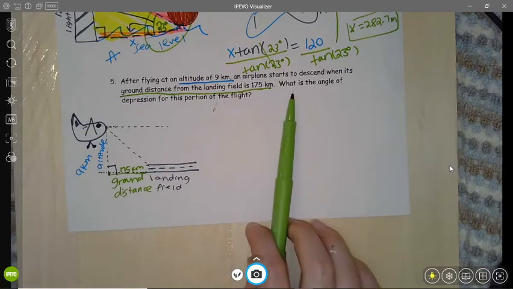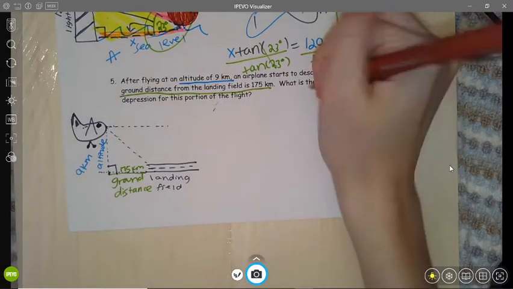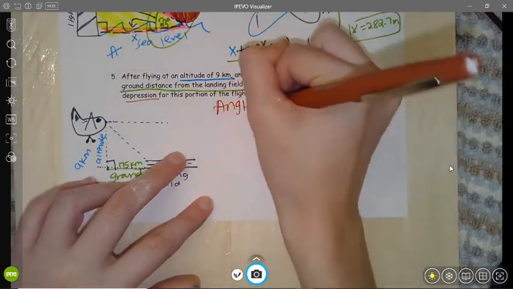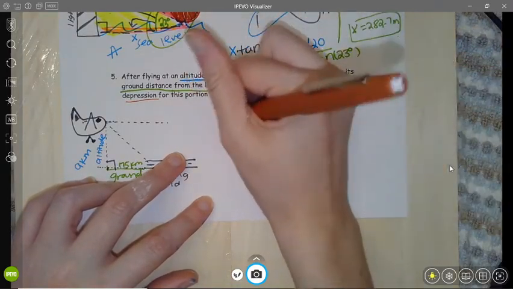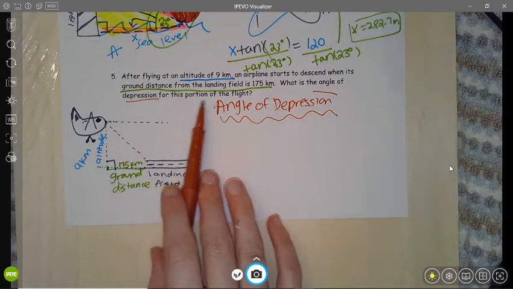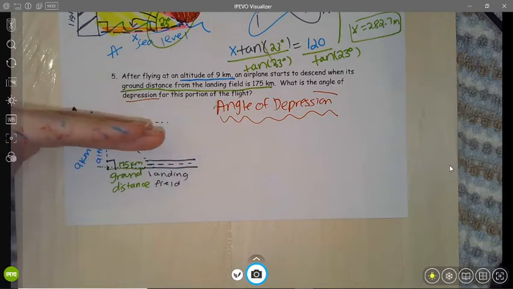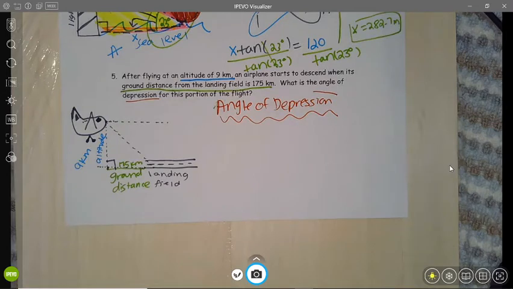It says, what is the angle of depression? So we're dealing with an angle of depression this time. So this problem is about an angle of depression. What is the angle of depression for this portion of the flight? Basically we want to know what is the angle that the plane is using to descend toward the landing field. Pretty much is what we're asking.